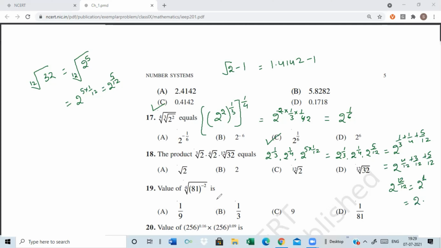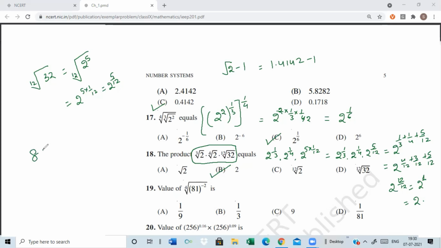So the answer is quite interesting. It's 2. We see the question statement seems quite complicated, but the answer is very simple. That is just 2. All right. Now going to question 19. Very simple. Again, fourth root means power is 1/4.